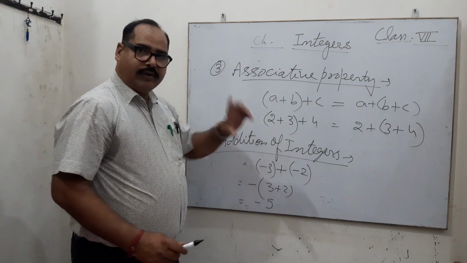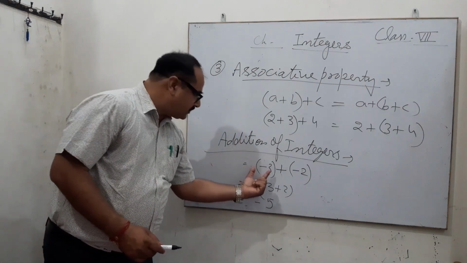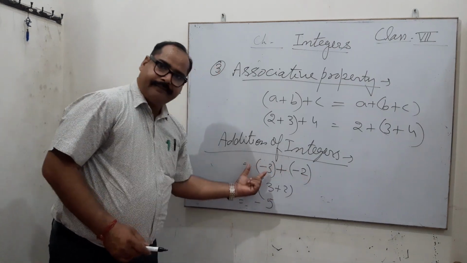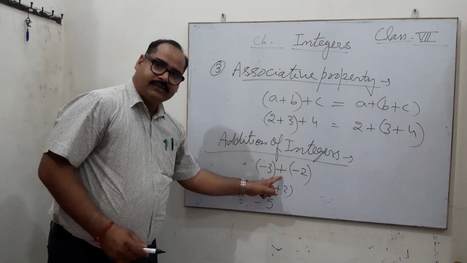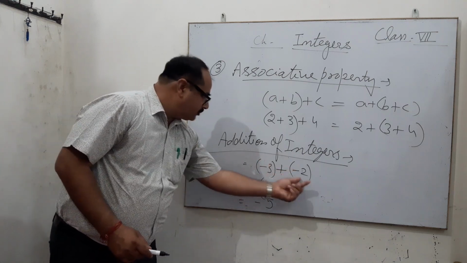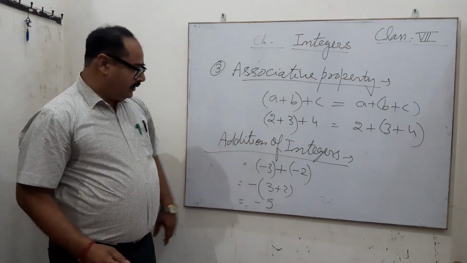Again I will explain. First we check the sign of the integers. If these two signs are the same and they are in addition, we take this sign common, and then the numbers should be added. So it becomes -5.